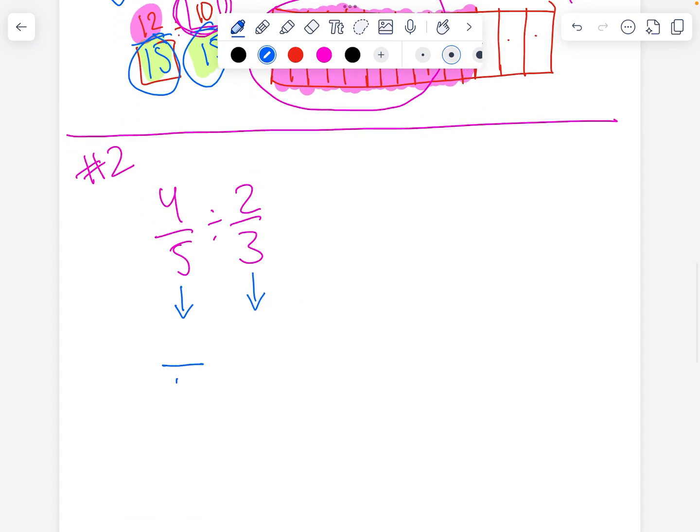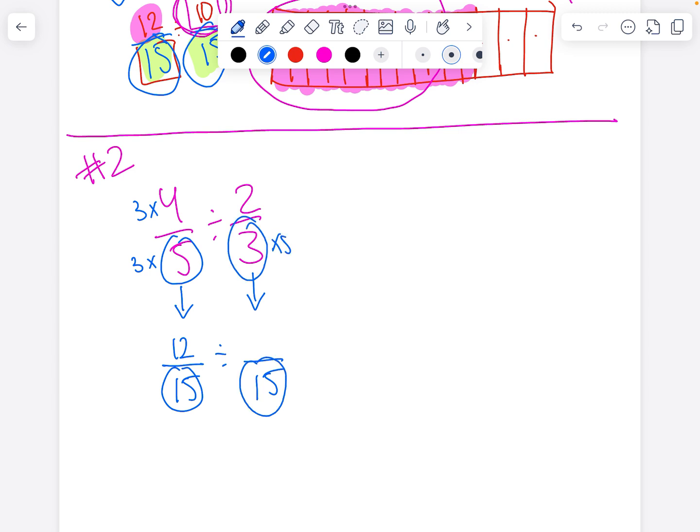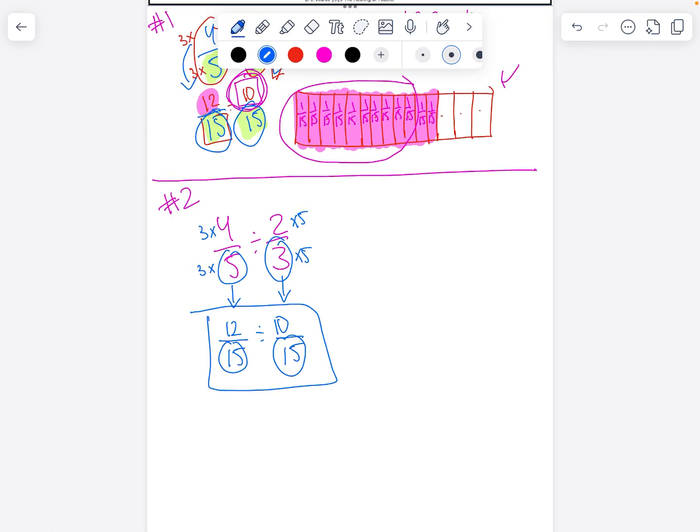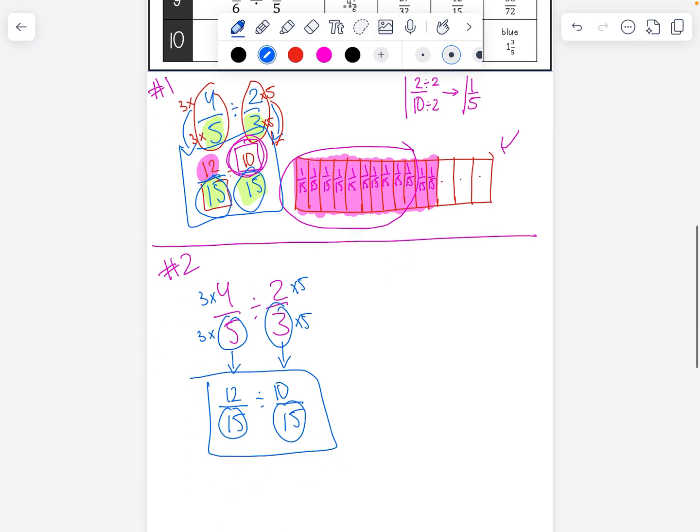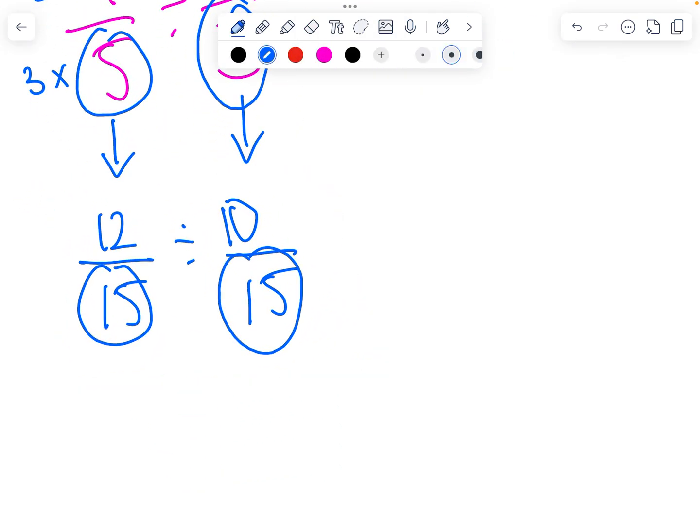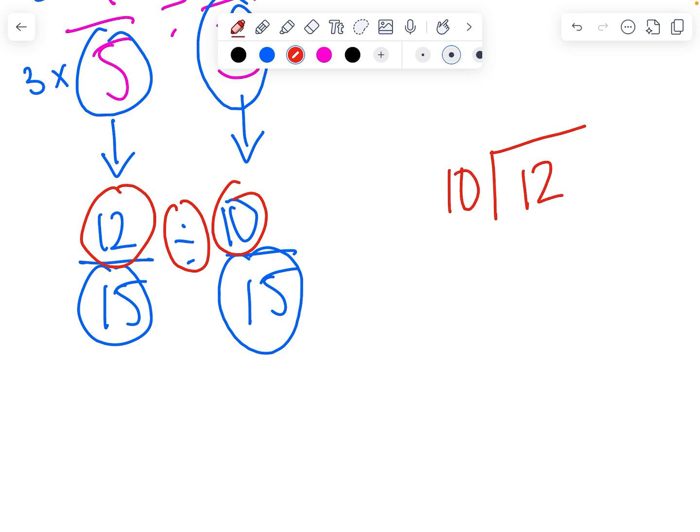So if both my denominators are 15, to go from 5 to 15, I had to multiply by 3. So I'm going to multiply the top by 3. To turn this 3 into a 15, I had to multiply it by 5. So I'm going to multiply the top by 5. Okay, so the setup should be the same, 12 over 15 divided by 10 over 15, just like I got here. But now, since my denominators are the same, I'm going to go ahead and divide the numerators. So that is going to be 12 divided by 10. And 12 divided by 10 is not a math fact, which means I'm going to have to divide like this to turn it into a mixed number.